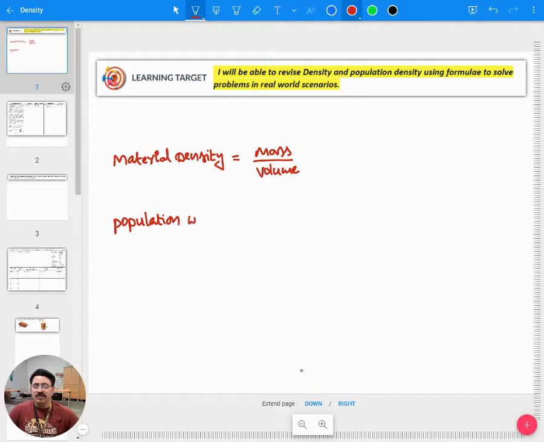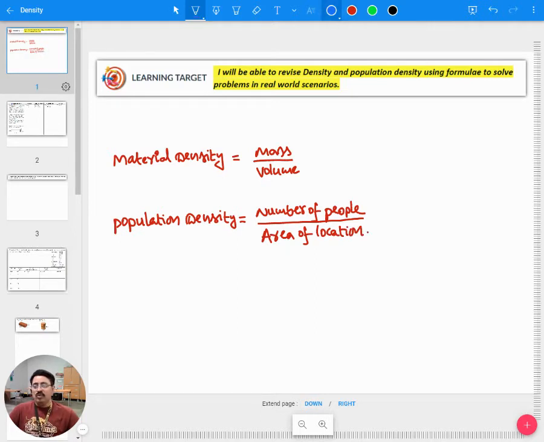When you are taking the population density, this one gives you an idea of how crowded a place is. So when you take the population density, the numerator is the number of people over the area of location, area of location.